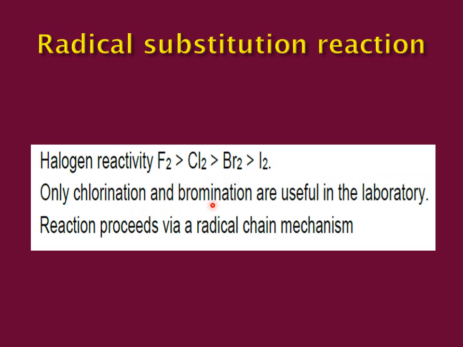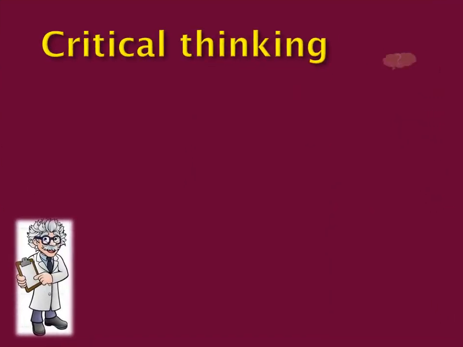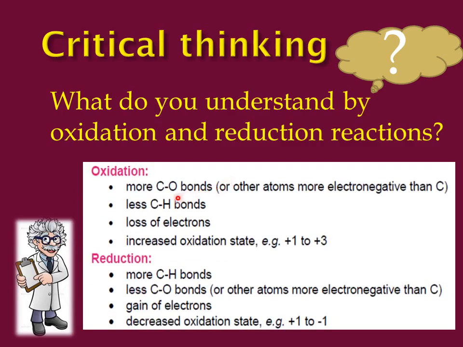Students, it's time for you to recall your previous knowledge. What do you understand by oxidation reduction reactions? Think over it. Oxidation can be addition of more C-O bonds, less C-H bonds, loss of electrons, or increase in the oxidation state. For example, from +1 to +3. All are examples of oxidation reactions. Reduction involves the addition of C-H bonds or less C-O bonds, gain of electrons, or decrease in the oxidation state. For example, from +1 to -1, this is a decrease in oxidation state.